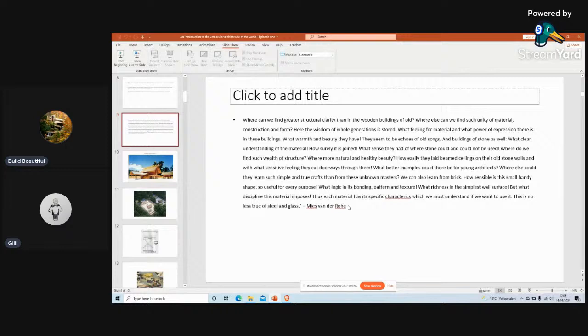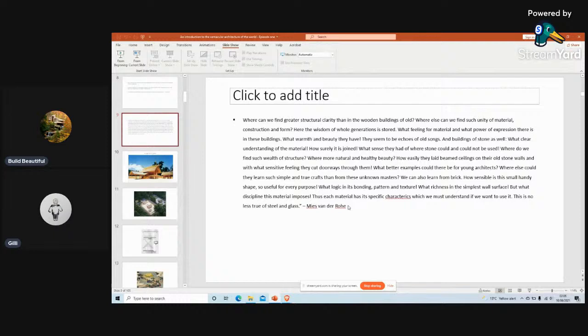We can also learn from brick. How sensible is this small handy shape, so useful for every purpose? What logic in its bonding, pattern and texture? What richness in the simplest wall surface? But what discipline this material imposes. Thus, each material has its specific characteristics, which we must understand if we want to use it. This is no less true of steel and glass.